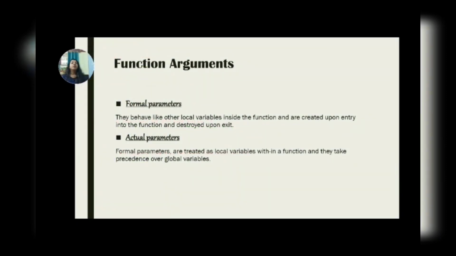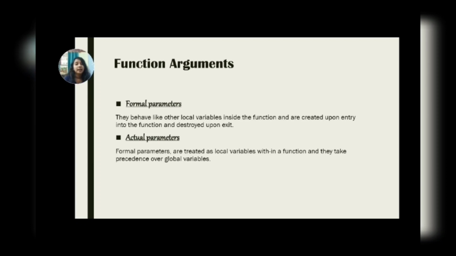Now let us move on to function arguments. There are basically two types of arguments. First are the formal parameters. The next are the actual parameters. The formal parameters are like any other local variables. They are created upon entry and destroyed upon exit. They are not permanent. They are not given by the user. They are just created inside the function, executed there, and then they are destroyed upon the exit of the function.